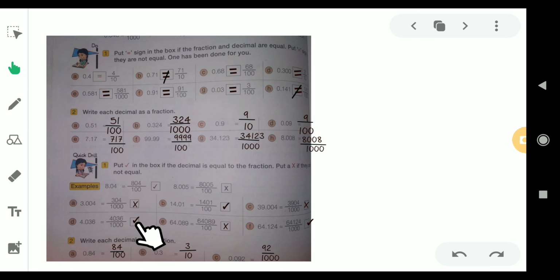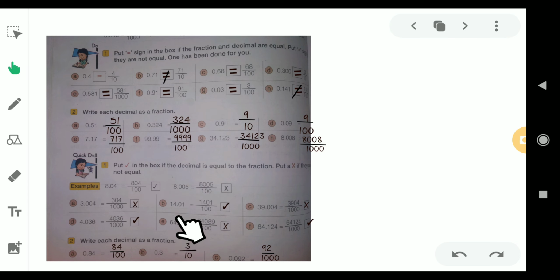Let's look at the next problem. It is 4.036. When you neglect the decimal point, it looks like 4036, and because of the 3 decimal places, we must have 3 zeros in the denominator. So that is why it is right. It is 64.089. When you neglect the decimal point, it looks like 64089, and here 3 decimal places are there, but here we got only 2 zeros. So that is why both are unequal. So you must use the cross. It is 64.124, and 3 decimal places are here. We got 3 zeros. That is correct. And when you neglect the decimal point, it looks like 64124, and we write it as the numerator. So that's why it is exactly correct. So both here are equal. So use the tick sign.